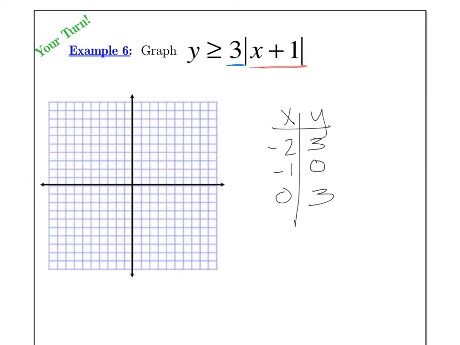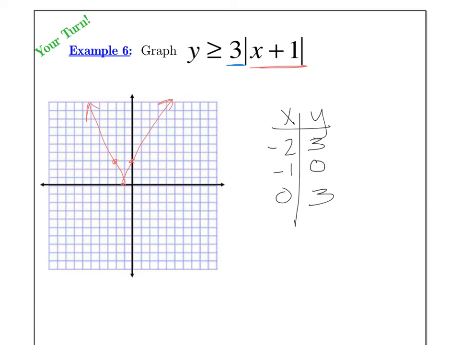So then I can plot my points. I can go to -2, 3, -1, 0, and then 0, 3. I see that my inequality symbol has an equal to bar, so I need to have solid lines. And I also see that from my vertex at -1, 0, if I would go up 3 and right 1, up 3, right 1, I would be pretty much on target.